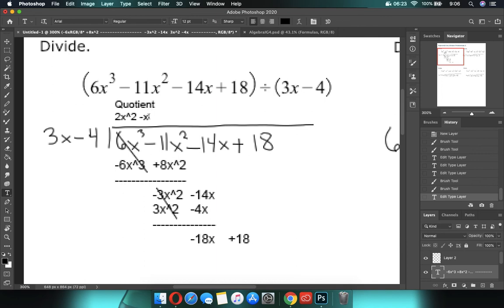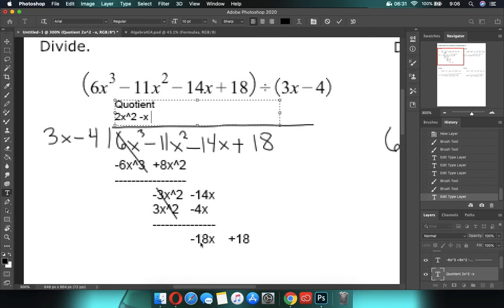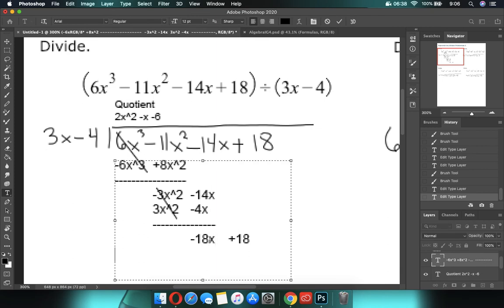Now we're going to be back up here because, again, we're trying to get that 3x to look like negative 18x. So what are we multiplying by? Negative 6, right? Negative 6 times 3 is negative 18x. Yep, that makes sense. So we have our negative 18x because that's what negative 6 times 3x is. And now what's negative 6 times negative 4? That is going to be positive 24, okay?